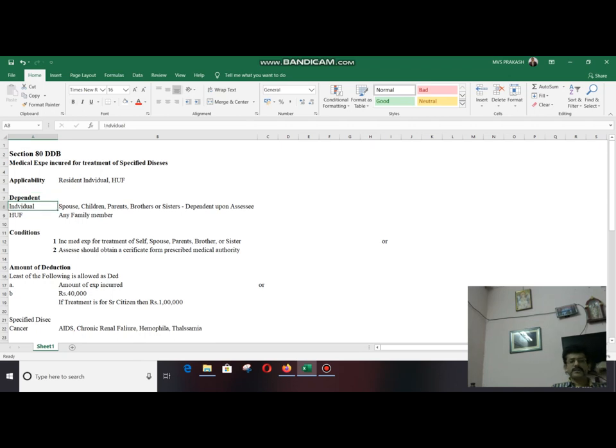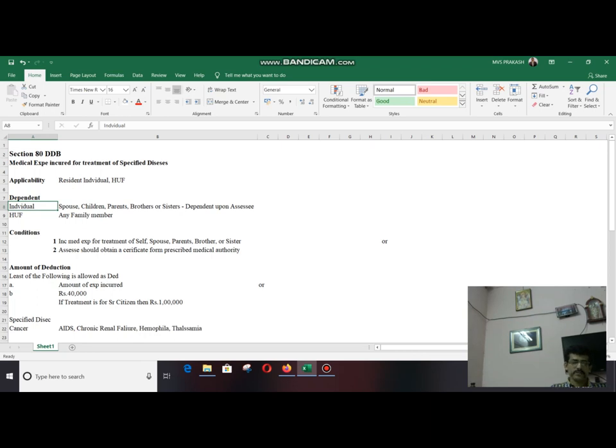Who is called a dependent? Same. There is no difference between the definition of dependent for 80DD as well as 80DDB. 80DD also says the same thing: spouse, children, parents, brothers, sisters who are dependent in the case of an individual. In the case of HUF, any family member. Coming to 80DDB, the SSC can incur medical expense for the treatment of self, for the treatment of dependent, if they are suffering from a specified disease. In case of HUF, the medical treatment of specified disease can be incurred on any other people.